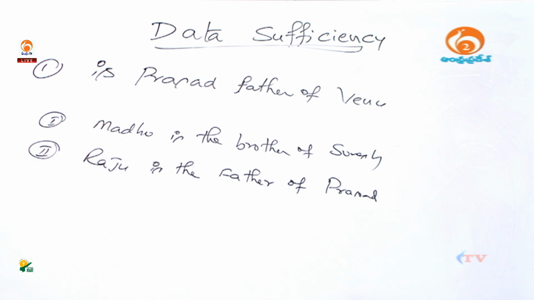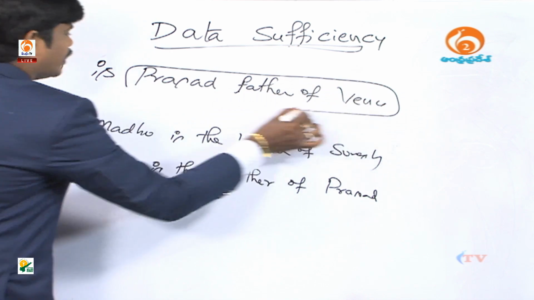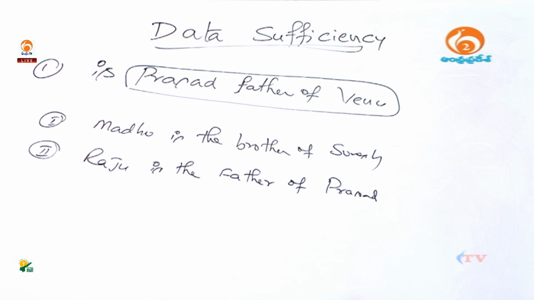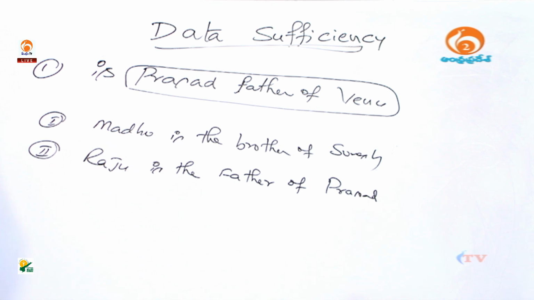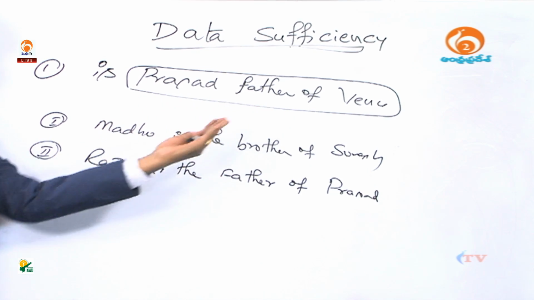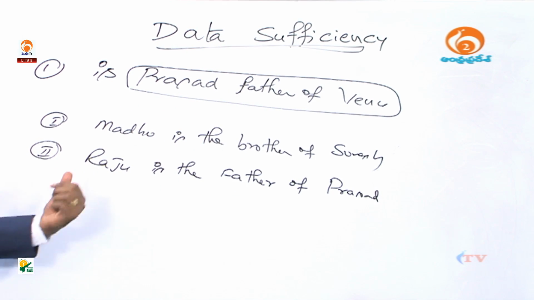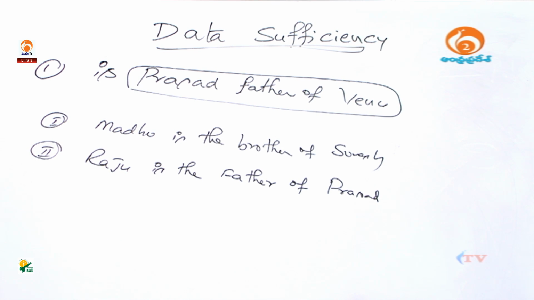If you want to conclude whether Prasad is the father of Venu, you need to know the values, whether Prasad is the father of Venu or not. First of all, in the given condition, Madhu is the brother of Suresh. That means Madhu is a brother of Suresh. There is no relation between Prasad and Venu in the first statement. And again, in the second statement, Raju is the father of Prasad.